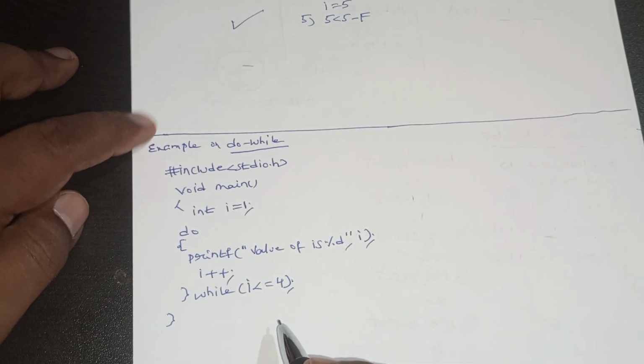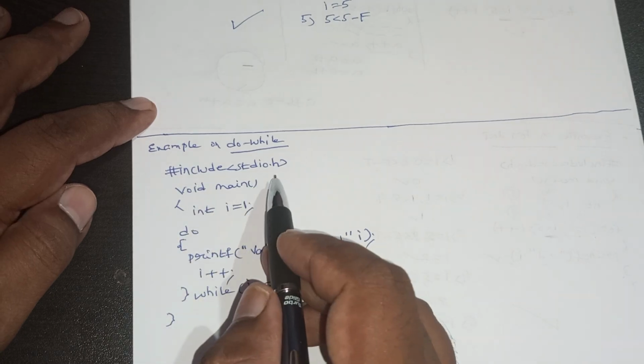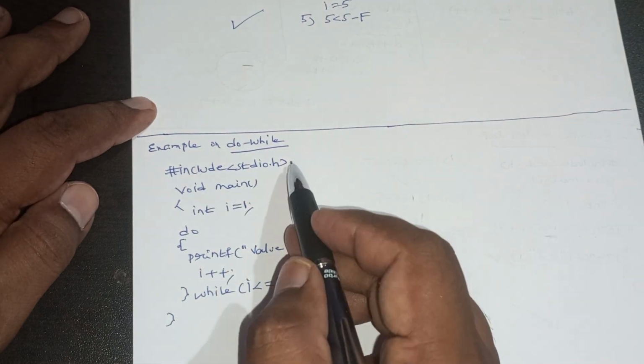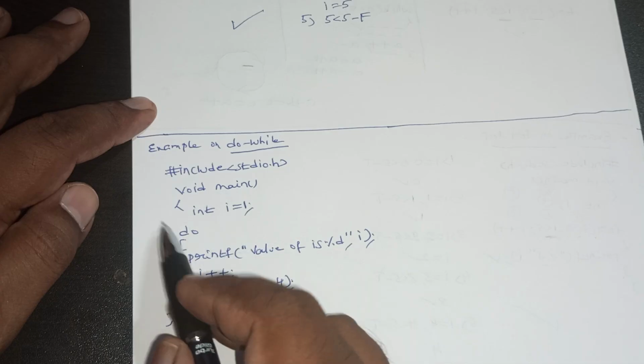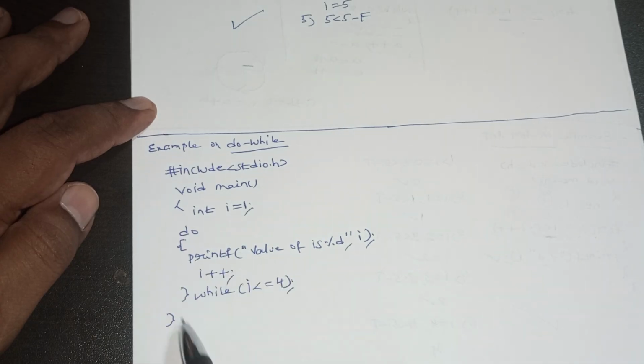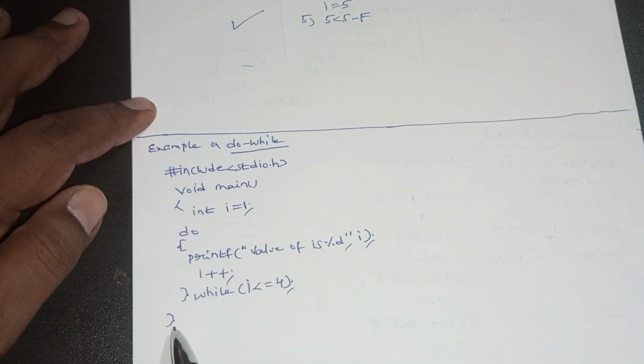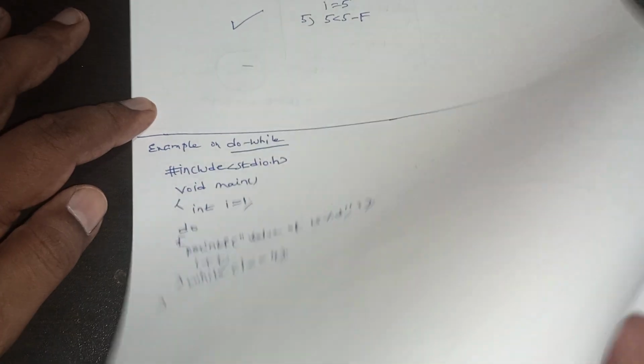Take a small example for do while. #include <stdio.h>, void main. This is the header file section. Main is mandatory. This is the opening brace of the C program, and this is the closing brace. And one more thing you have to make a note of.